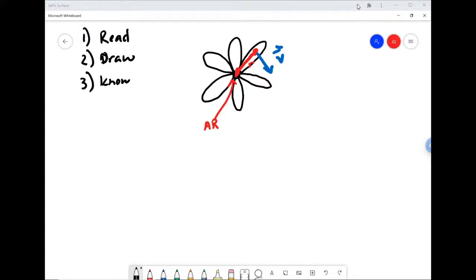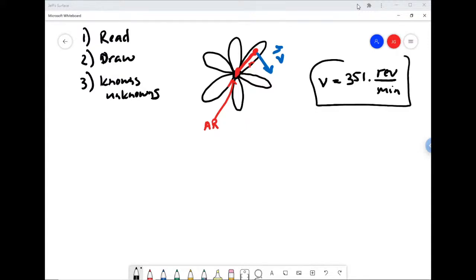Next step is write down my knowns and unknowns. Okay, so the things I know are, I'll write V equals 351 revolutions per minute. Okay, so it may not be clear that that is in fact a speed, but it is. And R is 11 centimeters. I'll write it out as 0.11 meters. Okay, that's what we know.